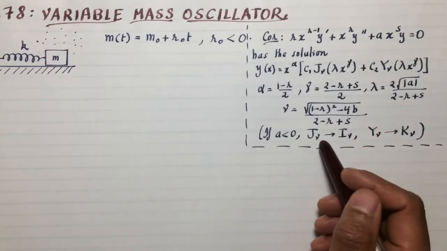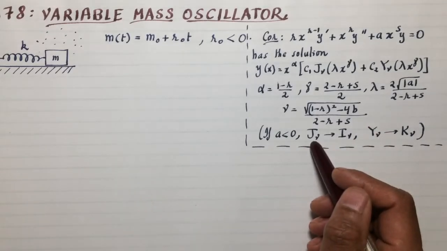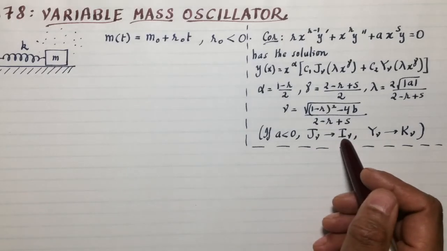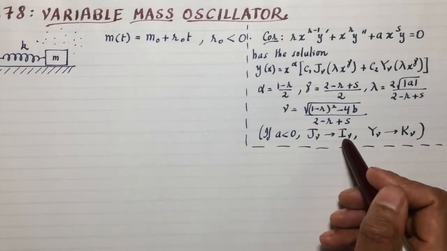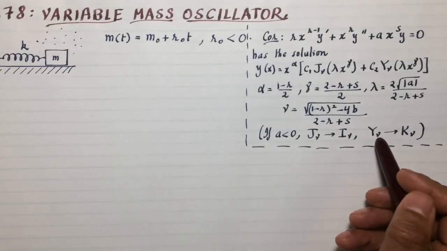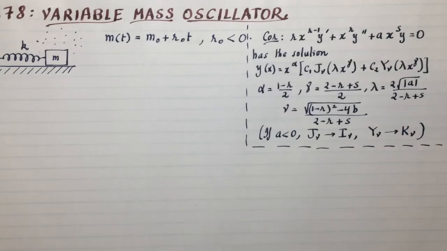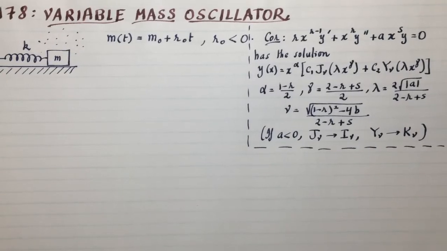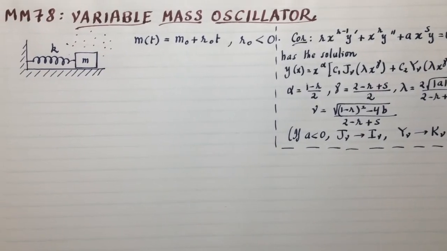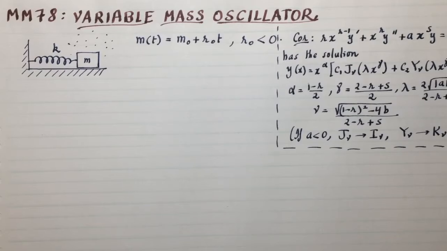If a is less than 0, you apply the transformation. J goes to the modified Bessel function I nu, and the Neumann function goes to the modified Bessel function K nu. So that's the basic result we have, and we can use that result at some appropriate point of solving this problem. But the first steps involved in solving this problem are kind of independent of any of those things.